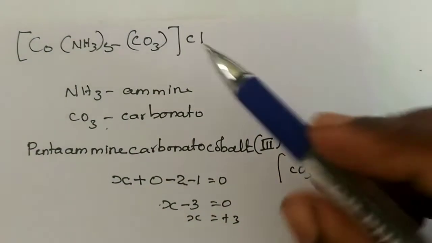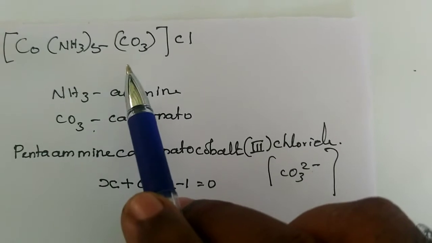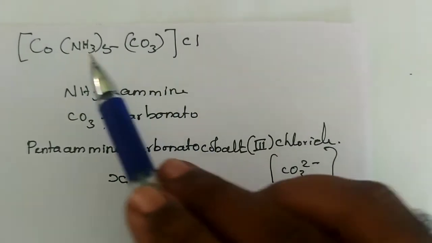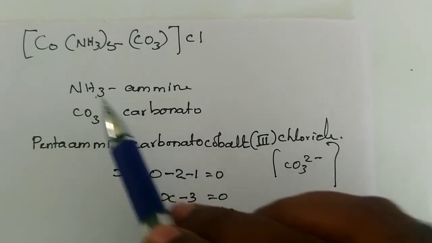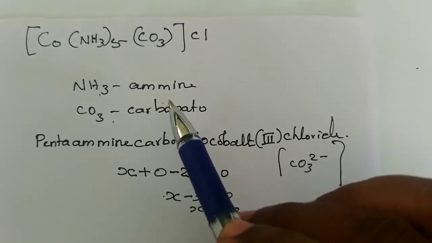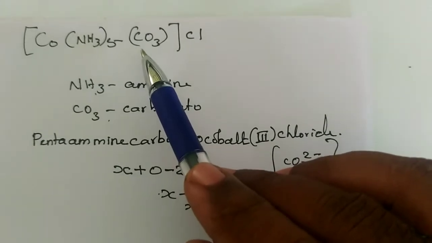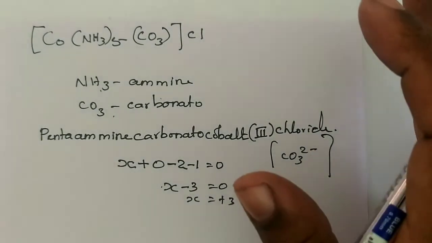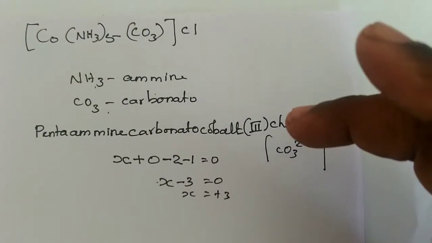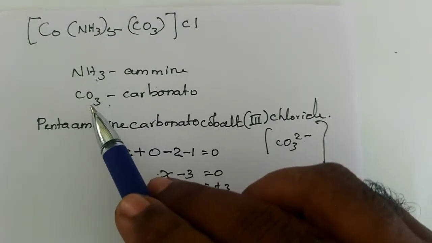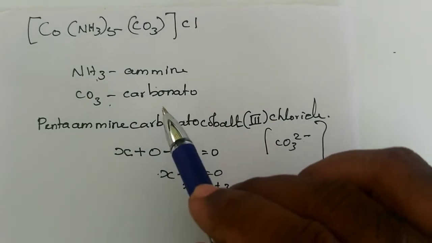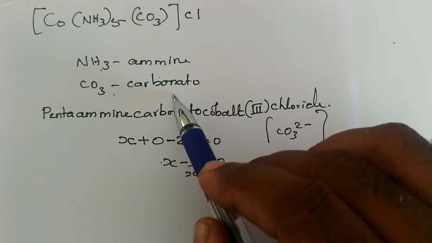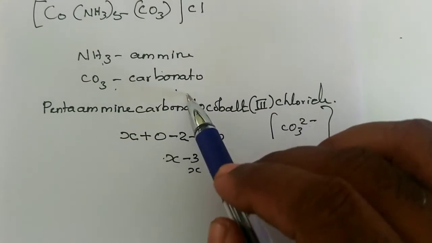Next example, [Co(NH3)5CO3]Cl. So as usual, here one ligand is NH3. It is called amine, with a double m. Don't forget. The next ligand is CO3. CO3 is actually the carbonate ion. When the carbonate ion acts as a ligand, its name is carbonato.